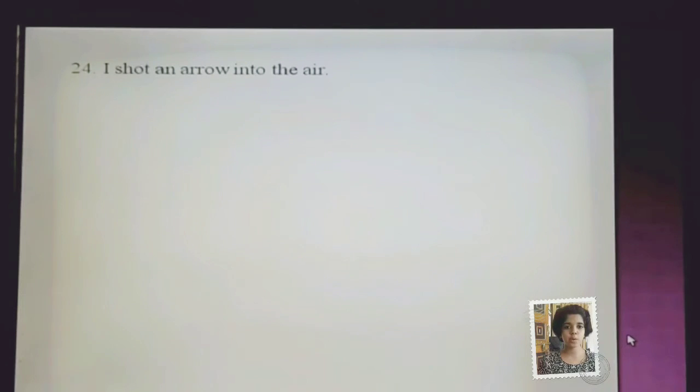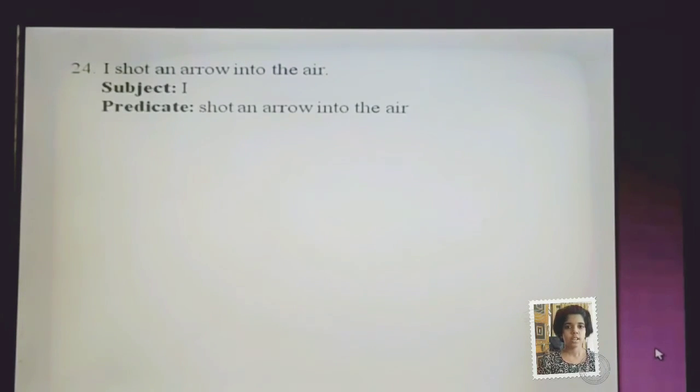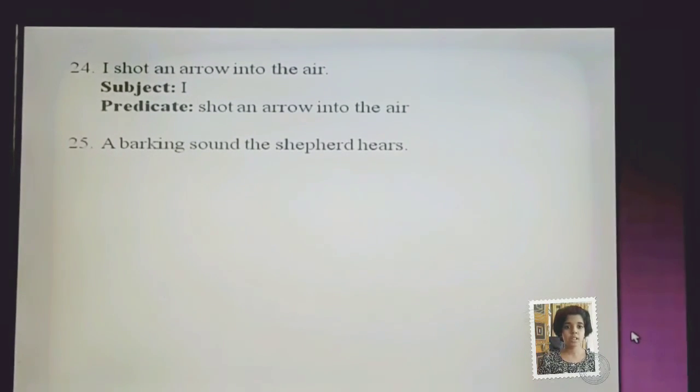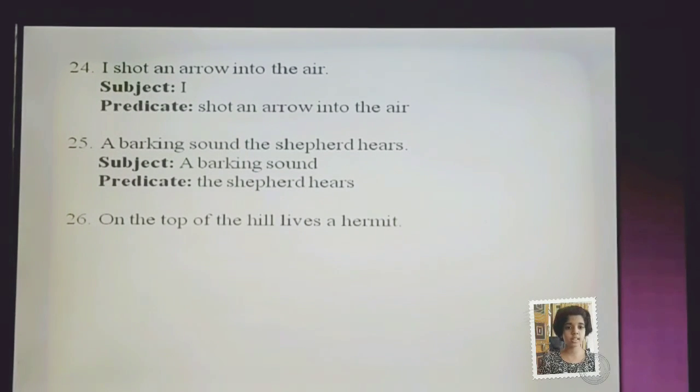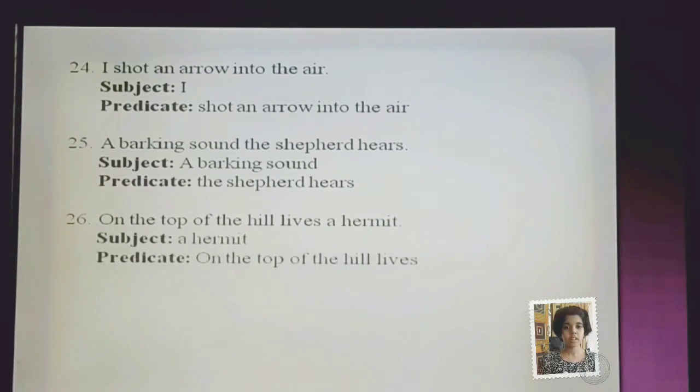I shot an arrow into the air. Subject, I; predicate, shot an arrow into the air. A barking sound the shepherd hears. Subject, a barking sound; predicate, the shepherd hears. On the top of the hill lives a hermit. Subject, a hermit; predicate, on the top of the hill lives.